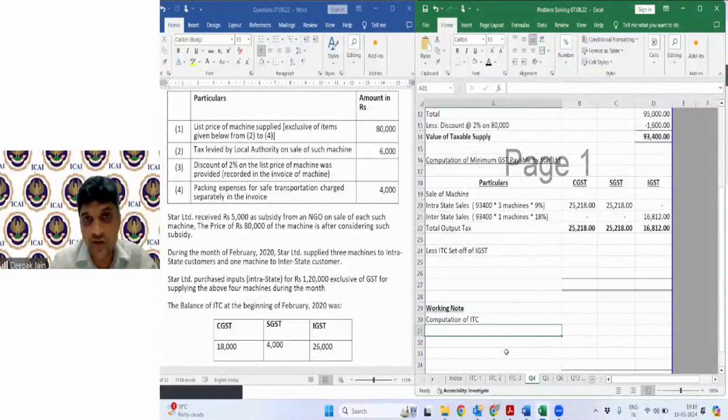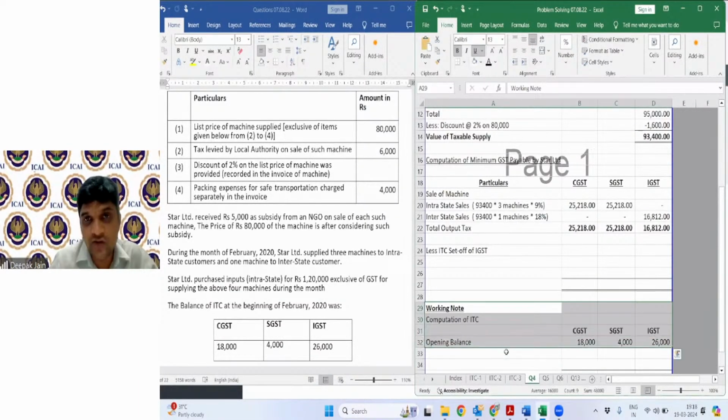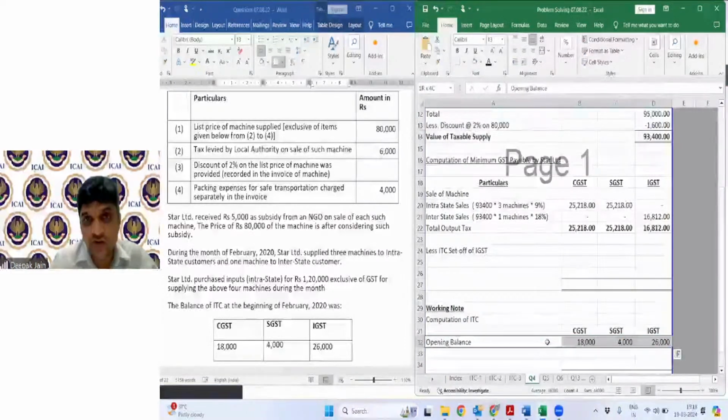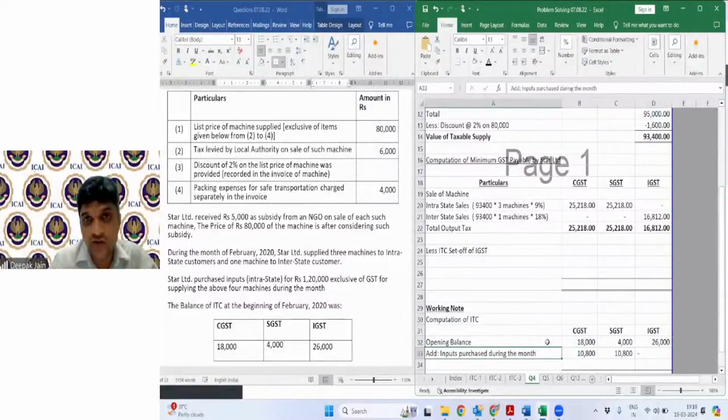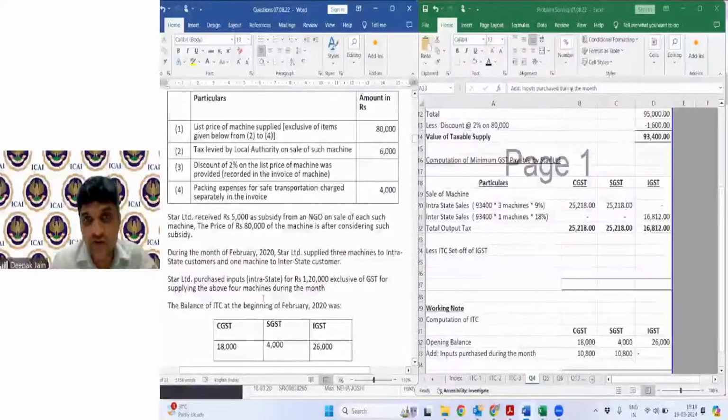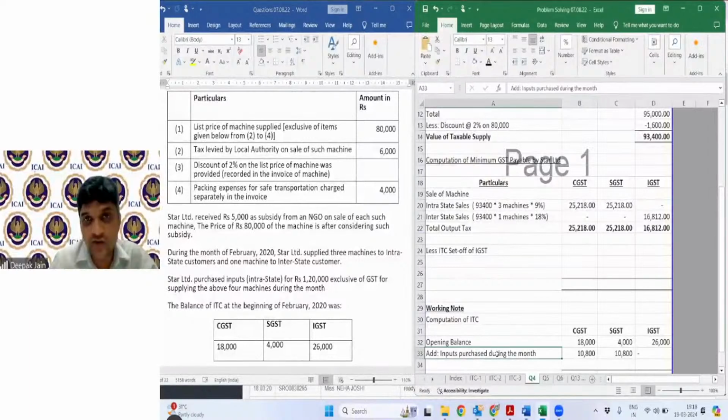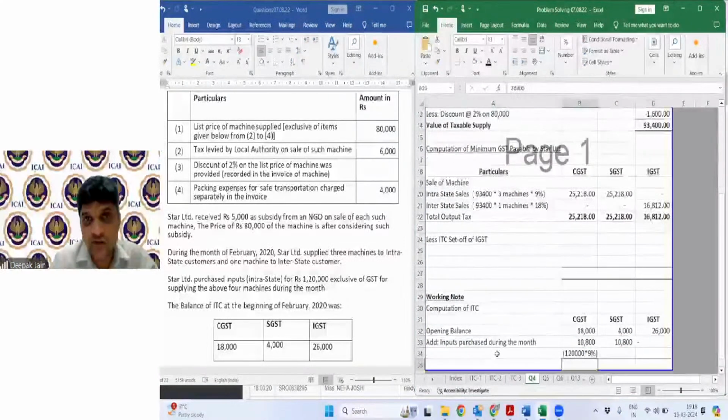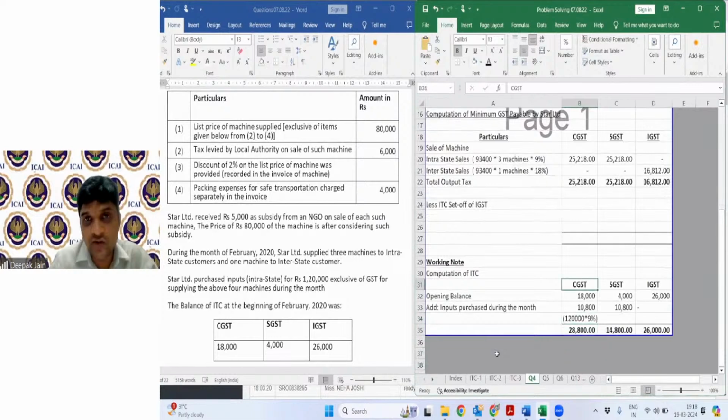Okay. So computation of ITC, opening balance, CGST, SGST और IGST ये अलग से लिख देंगे. Opening balance of 18,000, 4,000 and 26,000. Take those values. Then add inputs which are purchased during the month. What are the inputs I've purchased? I've purchased 1,20,000, which is exclusive of GST, and it is intrastate. So 1,20,000 into 9%, 9% makes it 10,800, right? So this is my total ITC. Opening balance plus whatever I have purchased is my total ITC.